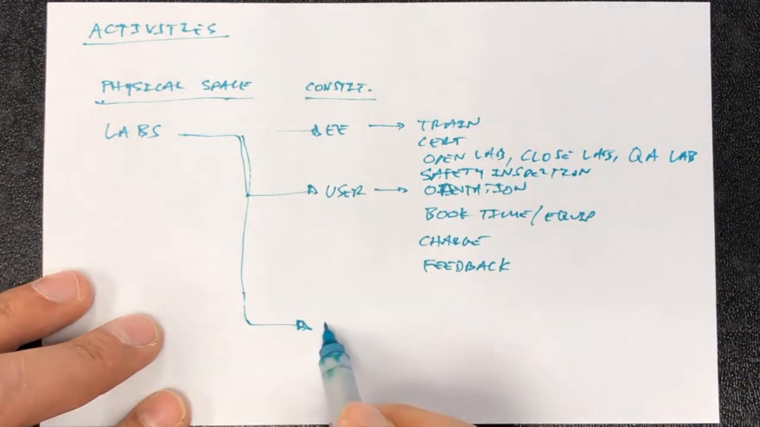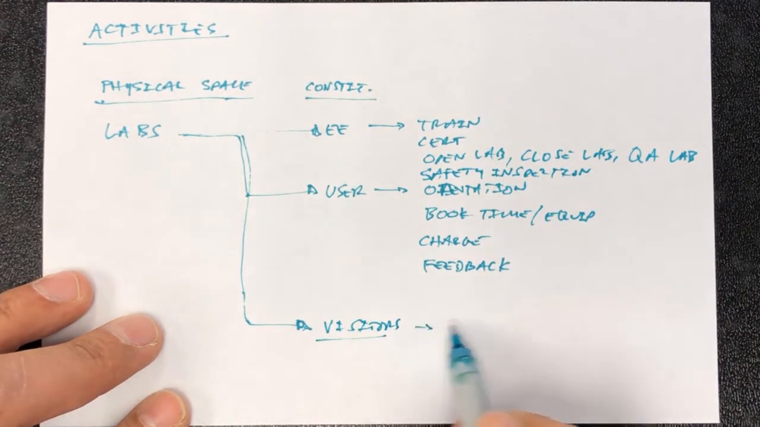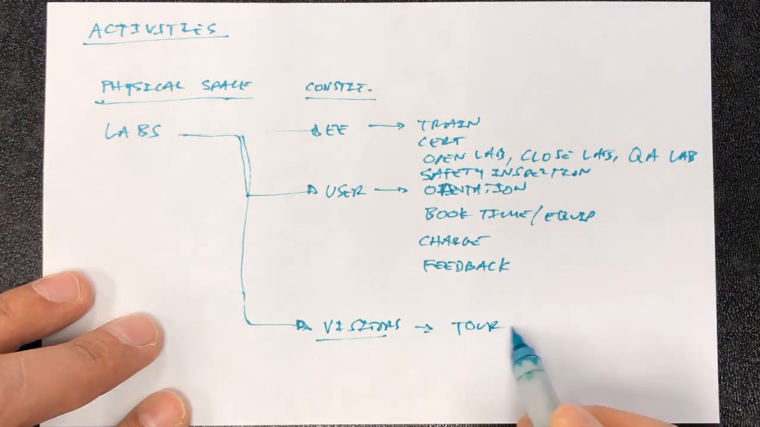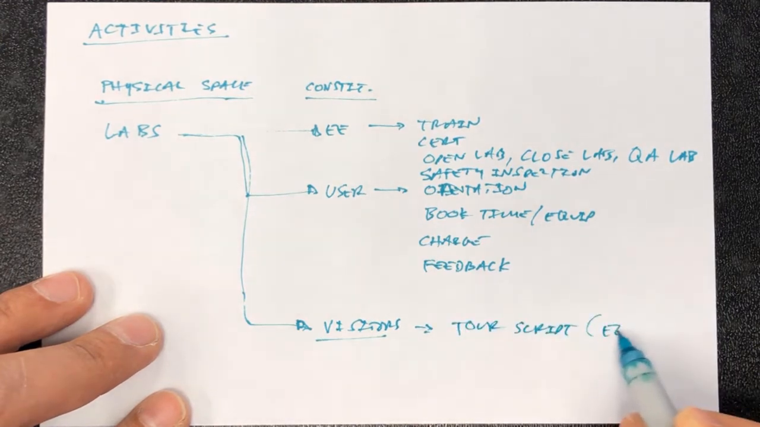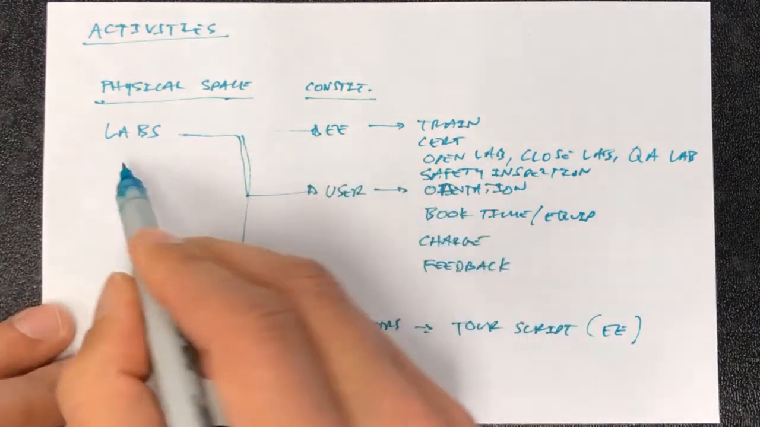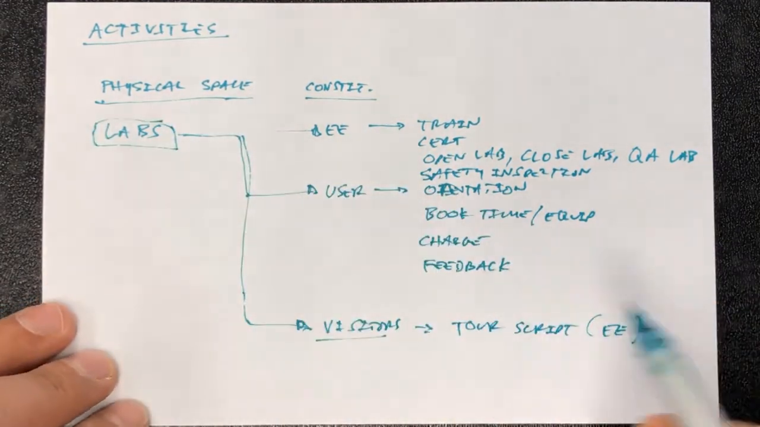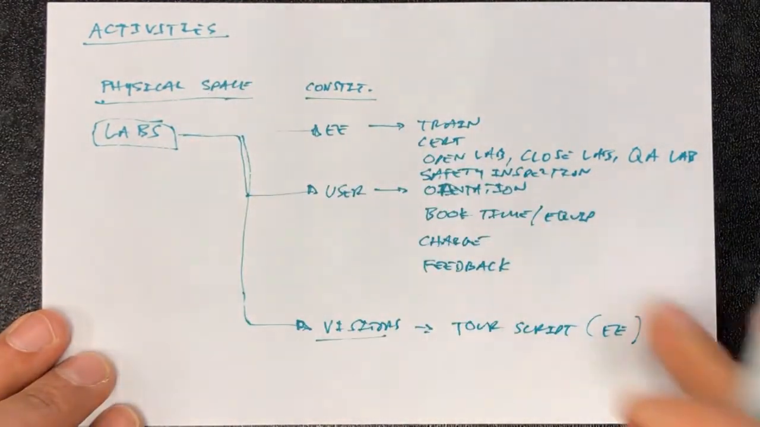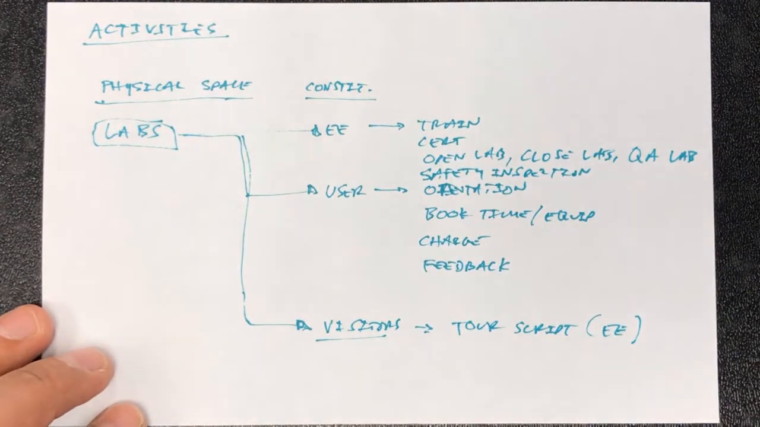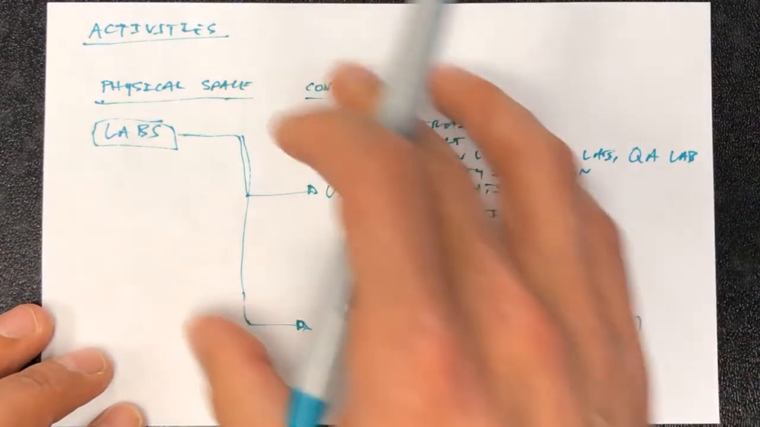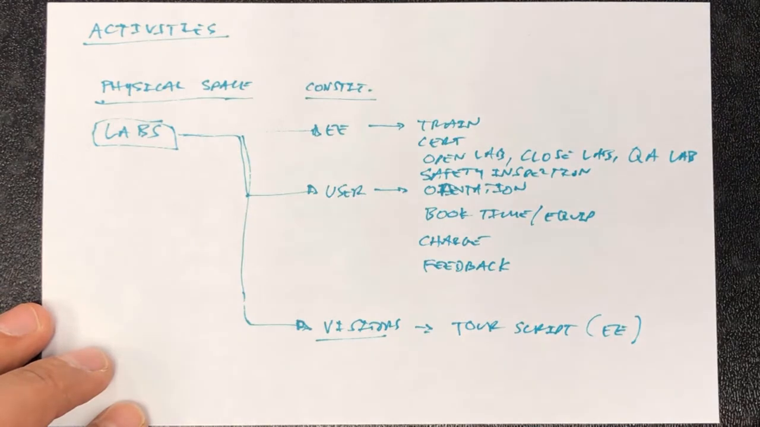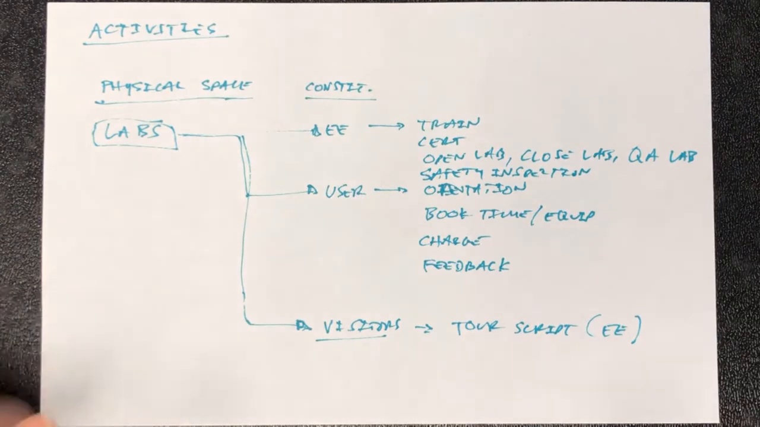If there are visitors, maybe there's a tour. We want to provide a tour script for the employee who's going to be the tour guide, and so forth. This is just one thing, but as we walk through what it takes to really run an organization like this, we're going to wind up with a laundry list of things that we want to do and be able to maintain.